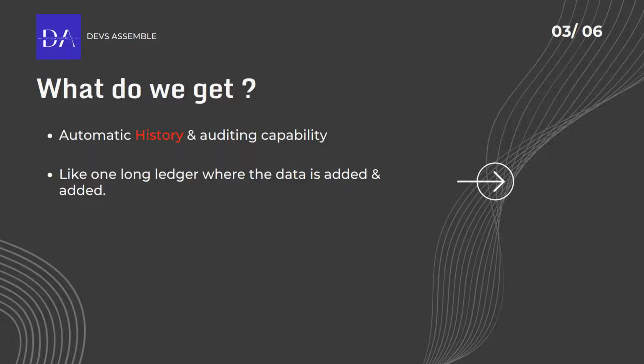So you have data that changed several times. You have three different copies of it or multiple copies. So what do we get? We get automatic history and auditing capability. That's the beauty of blockchain because now you have a record of when and where the data actually changed, what the old version used to be, and so we can also always find out what was the earlier state of the data stored. So the blockchain is like one long ledger where the data is added and added and added.